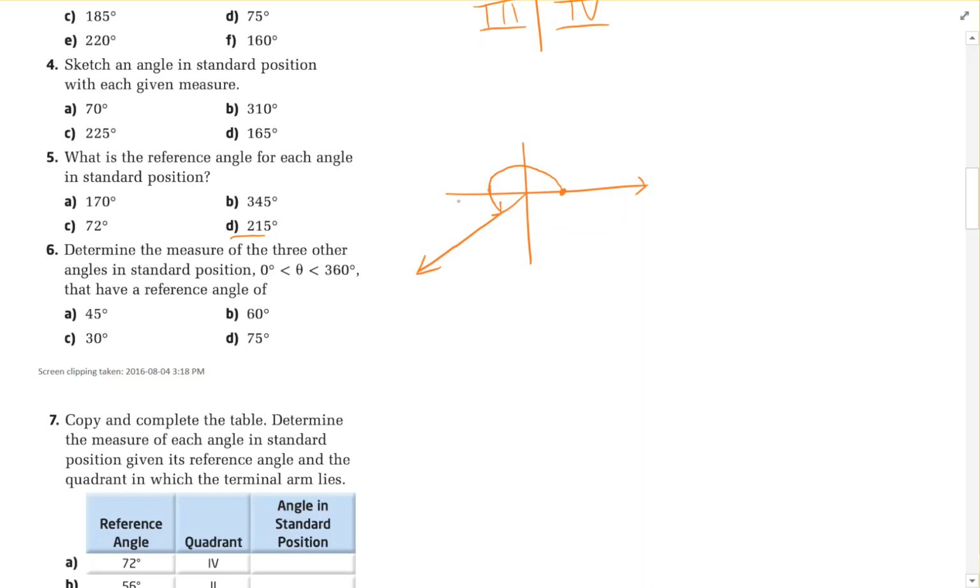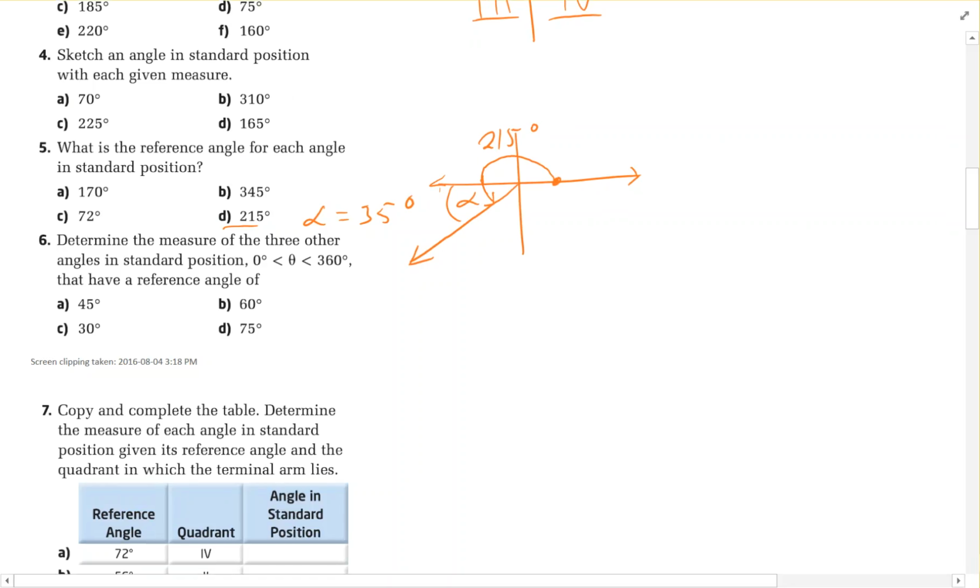And it says, what's the reference angle? So it wants to know what this angle is. I know that from here all the way to there is 215 degrees. So if I want the reference angle, I need to go 215 minus 180. And that'll give me what's left from there to there. So your reference angle is going to be 35 for that one. The other ones will be similar to that too, but I'll move on.